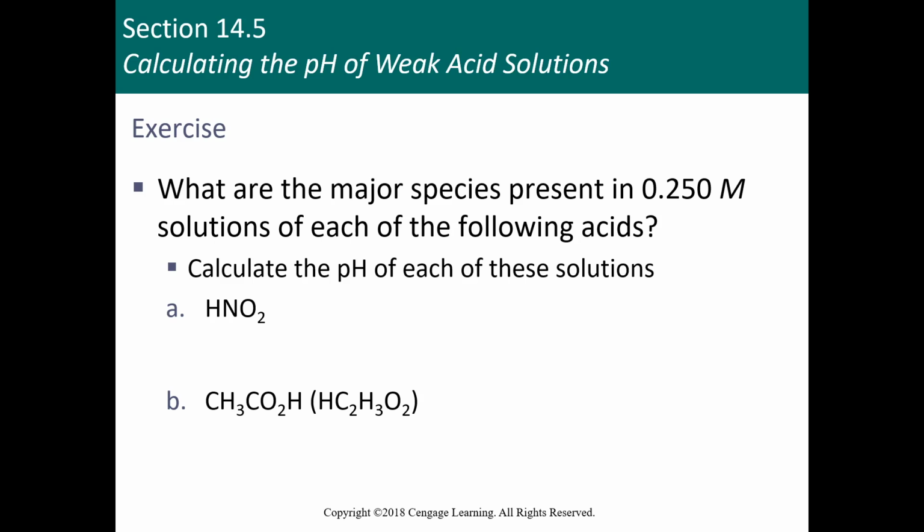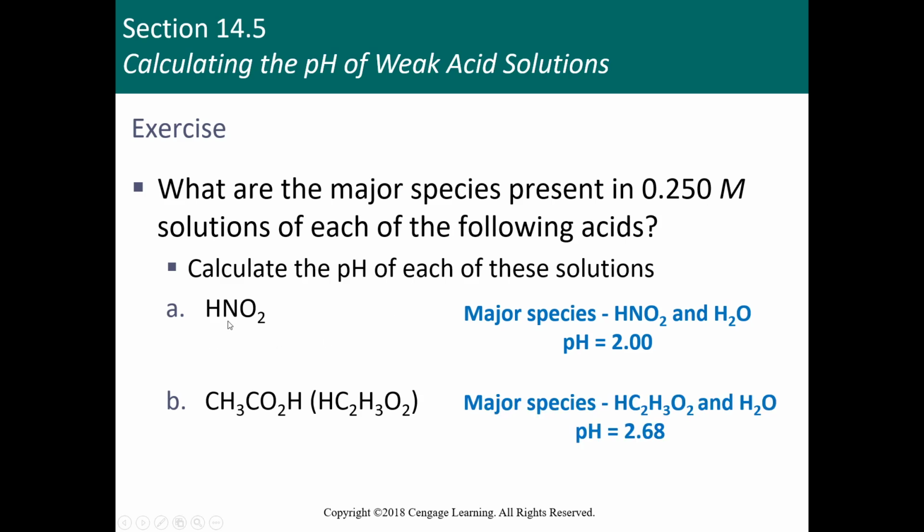So what are the major species that are present in 0.250 molarity solutions of each of the following acids? Calculate the pH of these solutions. Our major species for this is going to be HNO2 and H2O, and our pH would be 2 in this case. So if we have 0.25 molarity of this, that would give us a pH of 2 here, because again, that is an acid. Right here, our major species will be acetic acid and our water.